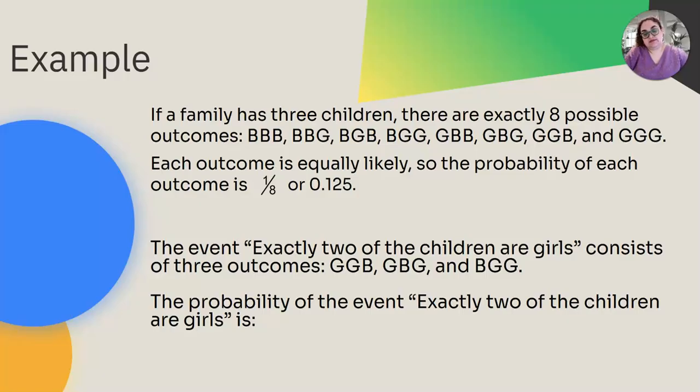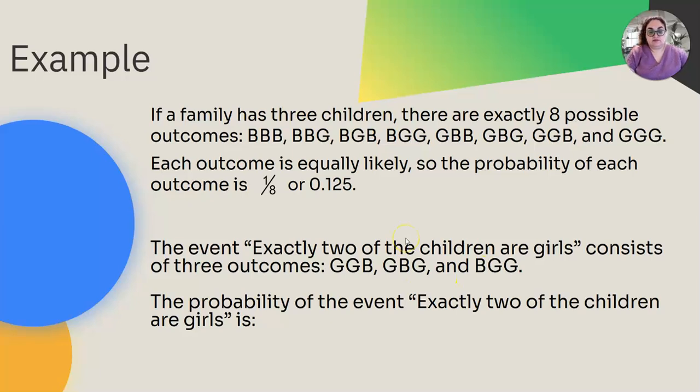So the event, exactly 2 of the children are girls, consists of 3 outcomes. So you're looking for 2 G's in your sample set. And there are 3 times that happens. You can have 2 girls in a row, either before your boy or after your boy, or you can have a boy in the middle of your girls.